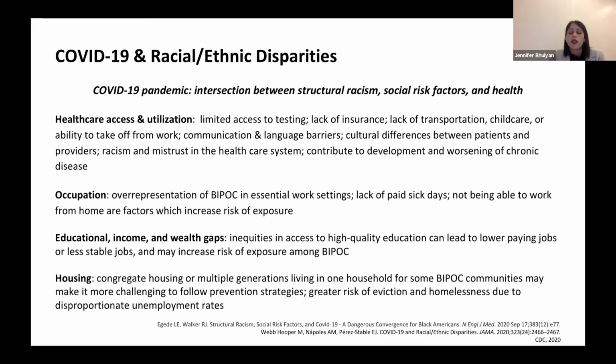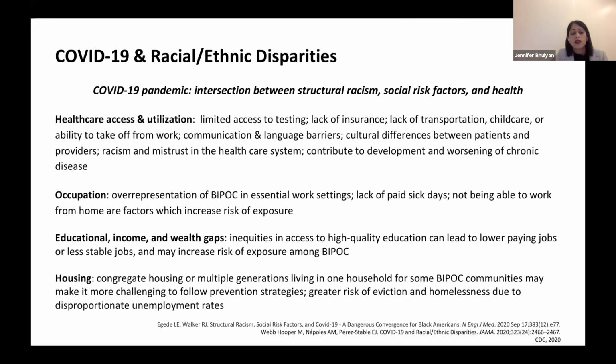When it comes to occupation, there is an overrepresentation of Black, Indigenous, and persons of color here in the U.S. in essential work settings. And this, coupled with a lack of paid sick time and not being able to work from home, which is a privilege, can increase that risk of exposure. Additionally, there are inequities in education, income, and wealth in this country, and inequities in accessing high quality education can lead to lower paid or less stable jobs that may further increase those occupational risks among Black, Indigenous, and persons of color.